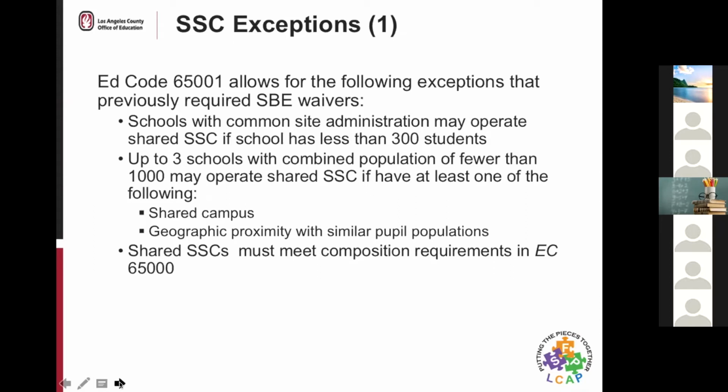The second exception is that up to 3 schools with a combined population of less than 1,000 students may operate a shared school site council if the schools have a shared campus or if the schools have geographic proximity to one another and similar student populations. It's important to note that with both of these exceptions, shared school site councils must still meet the composition requirements that were explained previously and specified in Education Code 65000.